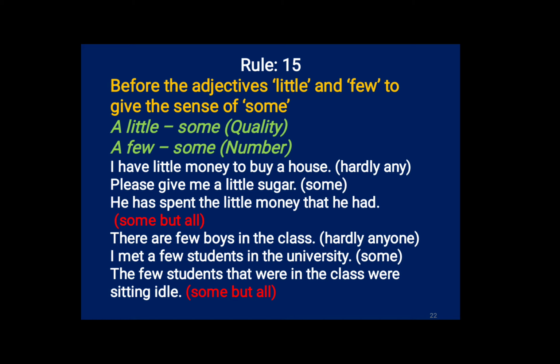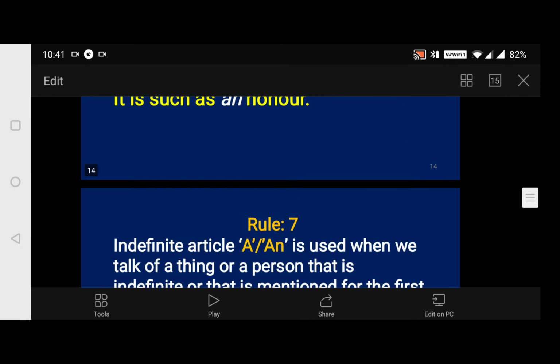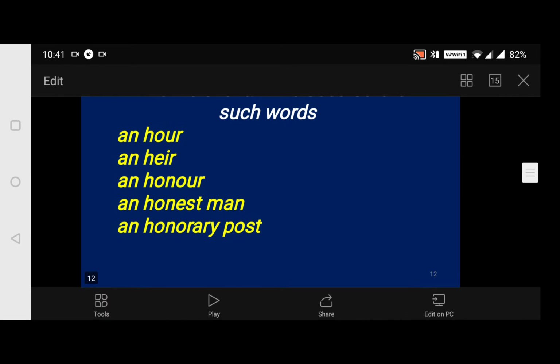Coffee is dash popular drink. So we have to write a. Coffee is a popular drink. Follow. Then umbrella. Umbrella is necessary in the rainy season. So before umbrella we need to insert the indefinite article an, because it has a vowel sound. An umbrella is necessary in the rainy season.